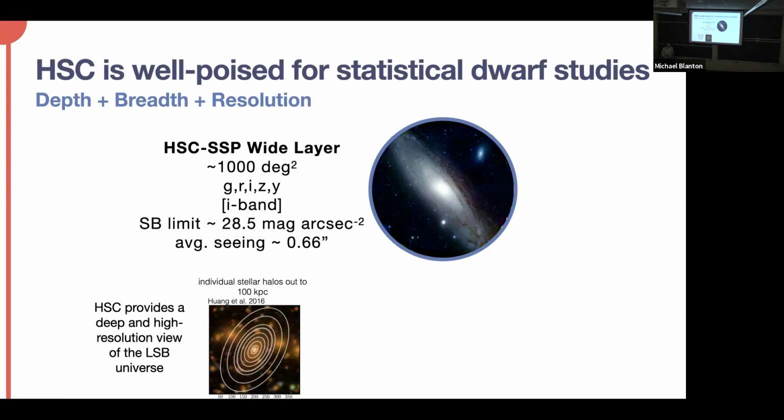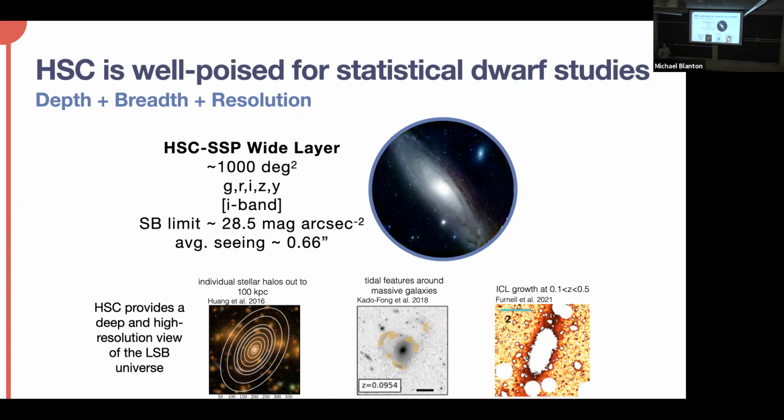And to give you a few examples, this can be things like individual stellar halos out to 100 kiloparsecs, clearly more massive galaxies. We're not measuring dwarf galaxy stellar halos out to 100 kpc. Looking for tidal features around massive galaxies, and looking at the growth of intracluster light at intermediate redshifts. And these aren't the only things that you can do in the low surface brightness universe with HSC, but just to give you a little bit of a sampler.